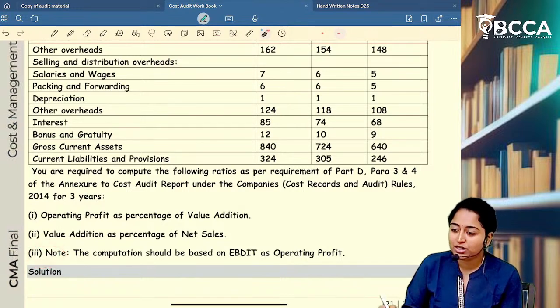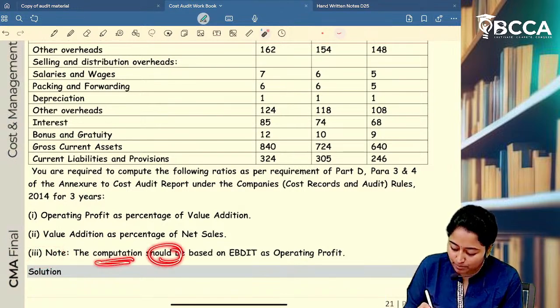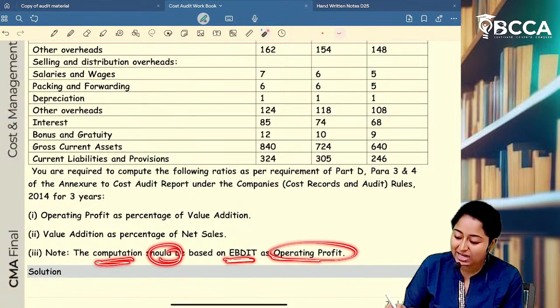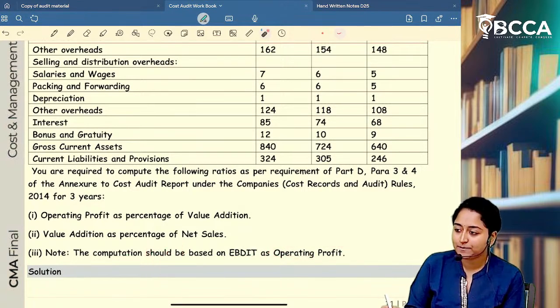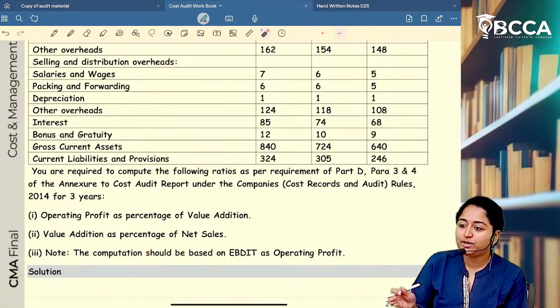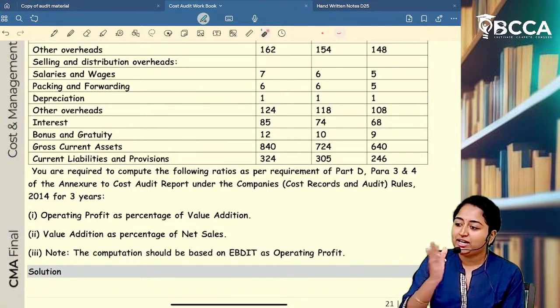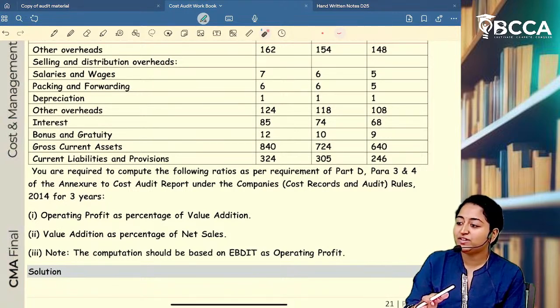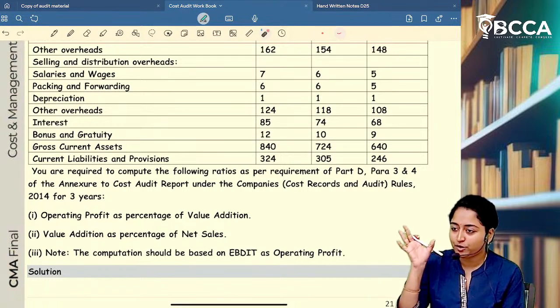A note point is given. What is that note point? The computation should be based on EBDIT as operating profit. That means earnings before depreciation, interest and tax. In the last problem similar to this, we included depreciation and interest while calculating operating profit. But now we'll eliminate depreciation and interest and do the operating profit calculation.